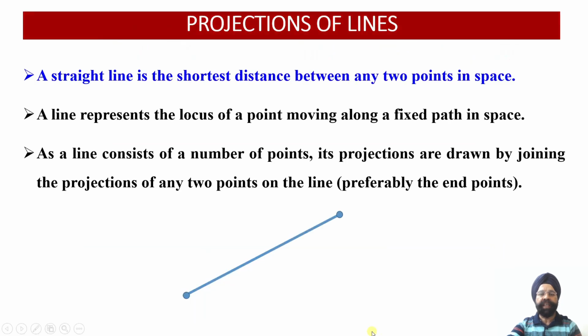A straight line is the shortest distance between any 2 points in space. Another definition of the line is that the line represents the locus of a point moving along a fixed path in space. As the line consists of a number of points, its projections are drawn by joining the projections of any 2 points on the line, and usually these 2 points will be the starting point and end point, that is, the end points of the line.